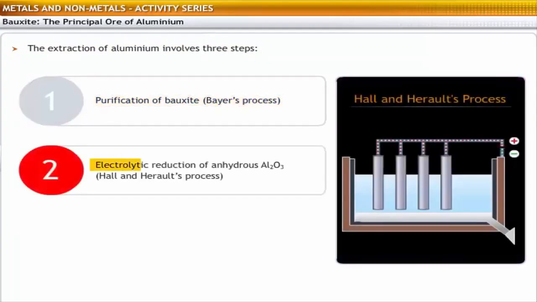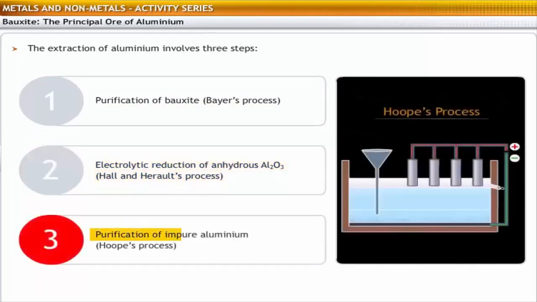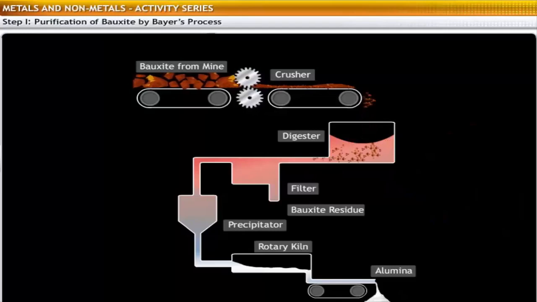Next, the electrolytic reduction of anhydrous Al2O3 by Hall and Heroult's process. The last step is the purification of impure aluminium by Hoop's process. The first step in the extraction of aluminium is the purification of bauxite through a process called Bayer's process.